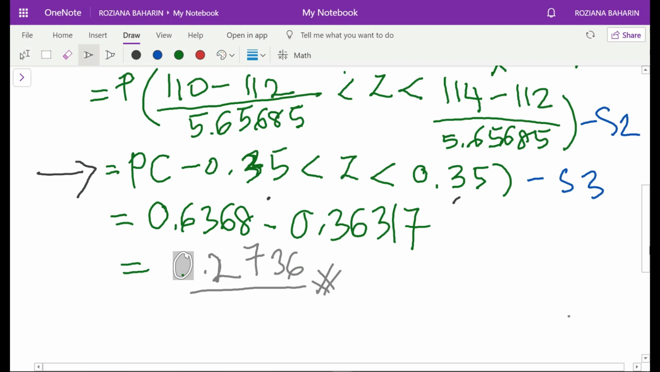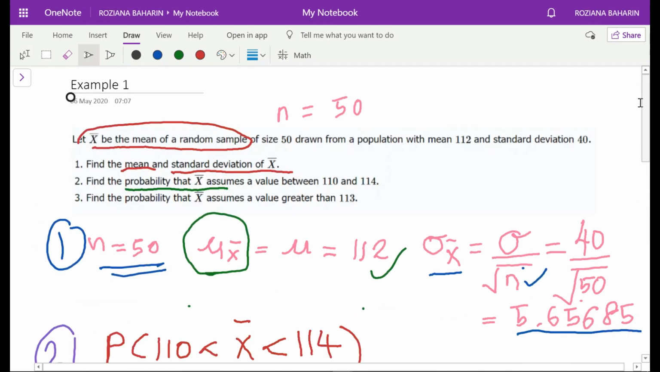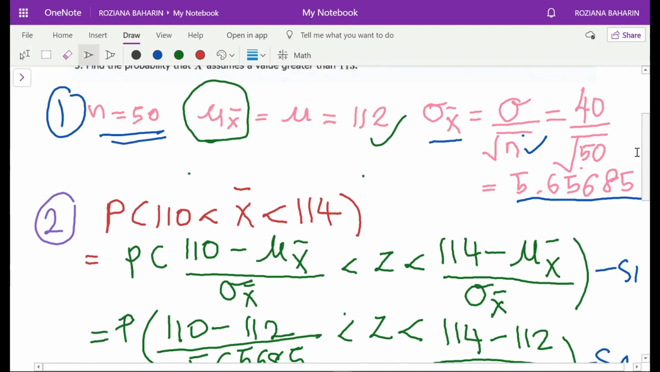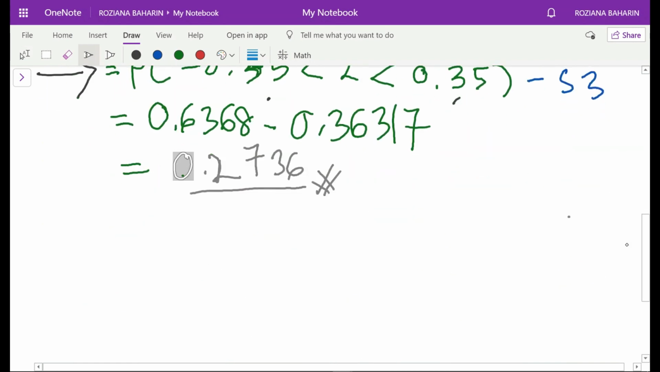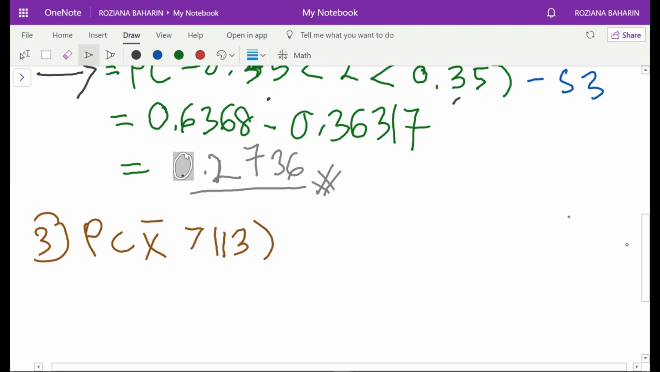Now we move to question 3. Find the probability that X bar assumes a value greater than 113. It is quite similar, but this is a value greater than, so you just change the sign and also the value. Number 3, probability of your X bar more than 113. How do you write this in the equation? Using the same formula, P, now we have only one side, because it is more than 113.